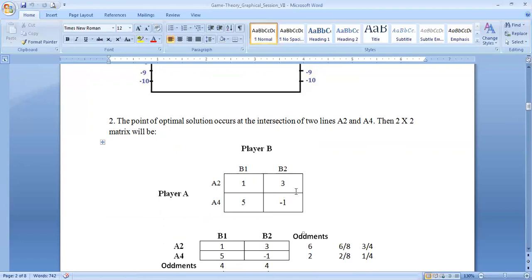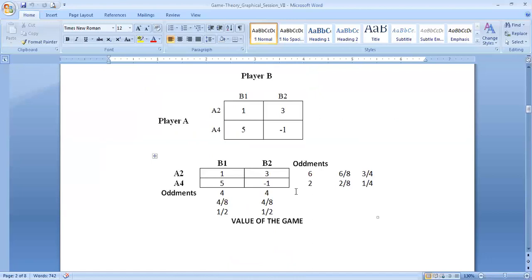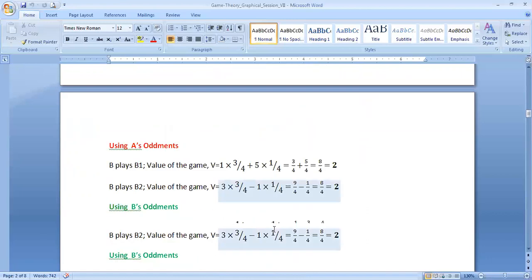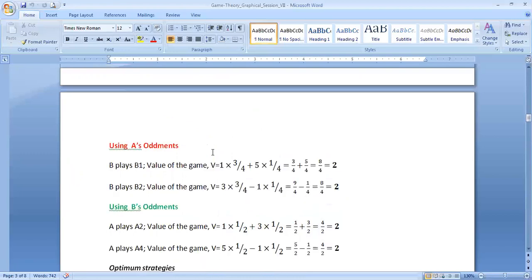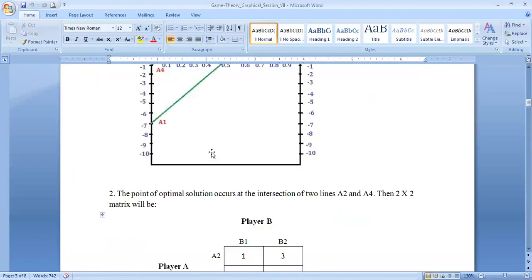Then as usual, we will apply the arithmetic method for solving this problem. In the arithmetic method, the difference of 1 and 3 is 2, and the difference of 5 and minus 1 is 6. Then the ratio is 6 by 8, which is 3 by 4, and 2 by 8, which is 1 by 4. Similarly, the difference is 4 and the difference is 4, so 4 by 8 is 1 by 2, and 1 by 2. Then the value of the gain is calculated using this method.